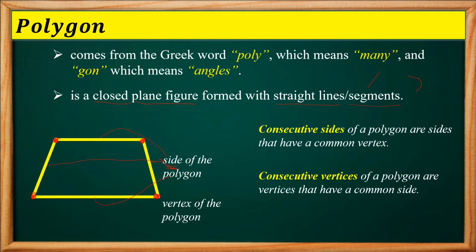Then, consecutive vertices of a polygon are vertices that have a common side. Consecutive, ibig sabihin magkasunod. That is what the word means, consecutive. Consecutive vertices, magkasunod na vertex or vertices. Ito naman, consecutive sides, magkasunod na sides.